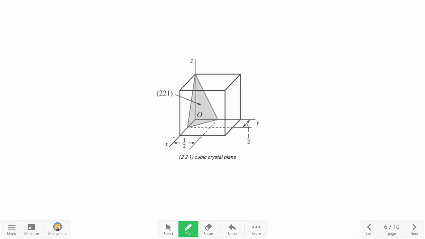So let us consider this example, then you will get the idea. This is our a axis, this is the axis along b, this is the axis along c. Now since this is a cube, for simple cubic, we have a is equal to b is equal to c is equal to a. All of the lattice vector lengths are the same. So we have this length equal to a, this length is also equal to a, and this length is also equal to a.